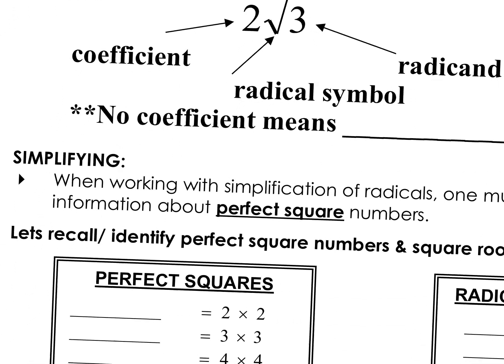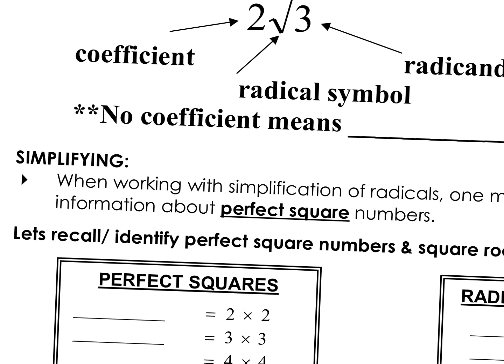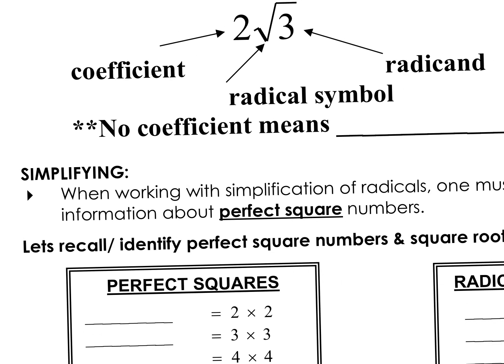So a radical consists of several parts. Typically we have a number in the front called the coefficient, and then we have this V-shaped thing called the radical symbol. Sometimes people put a little line here and close it. You don't have to do that. And then the number underneath is called the radicand.